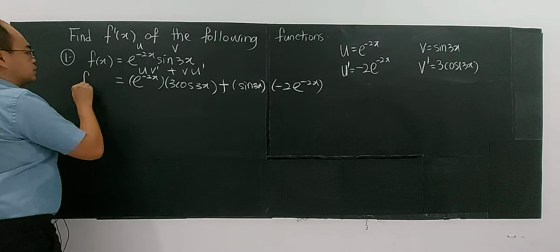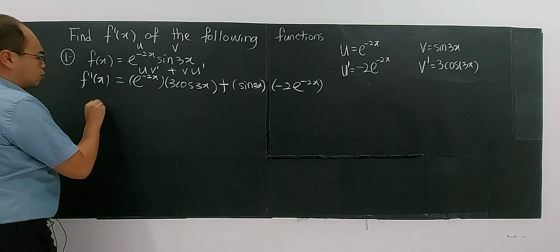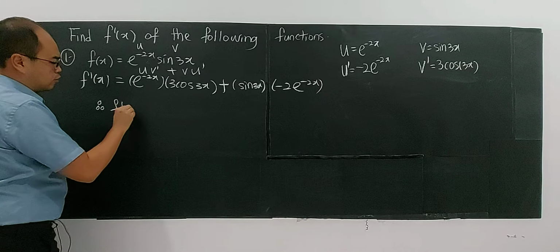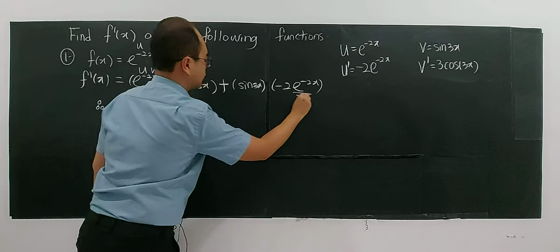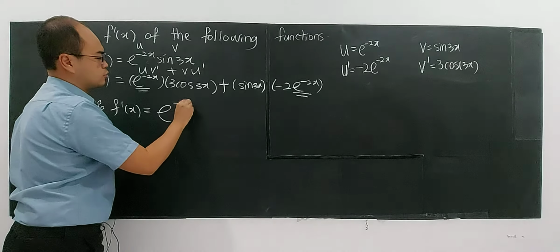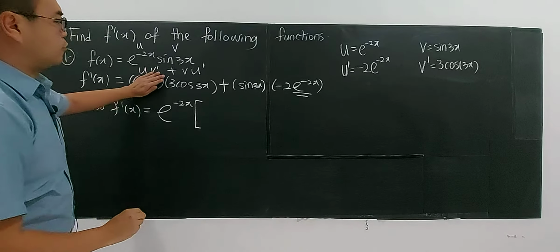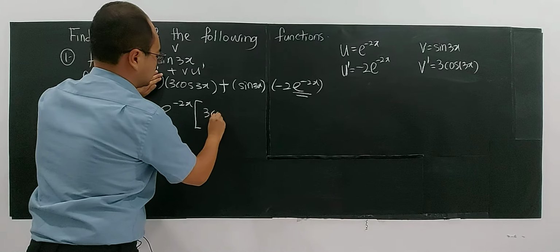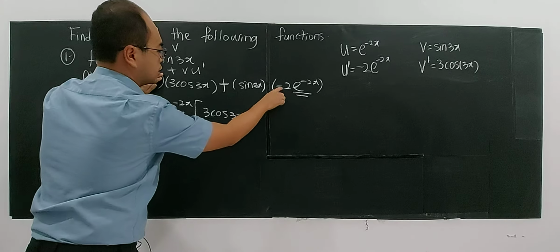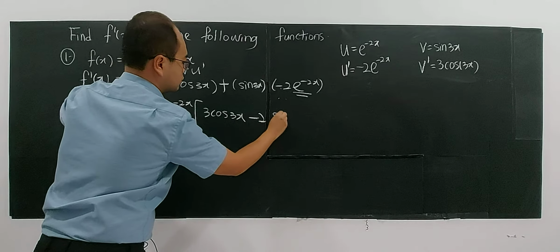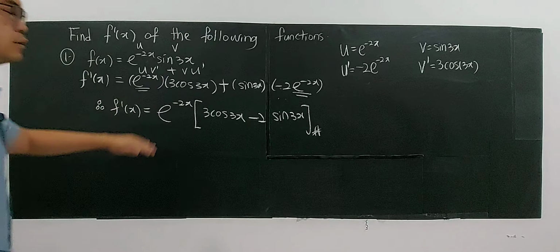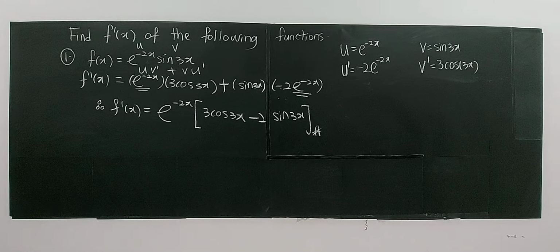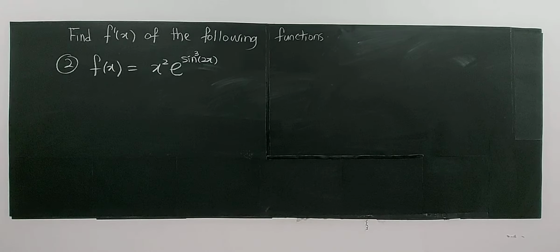Therefore, my first derivative of f(x): as I see here you have a common factor, so I'm writing out e to the negative 2x. The remaining factor in the bracket is 3 cos 3x minus 2 sine 3x. This is the answer for this question. Right, let's continue with these examples.